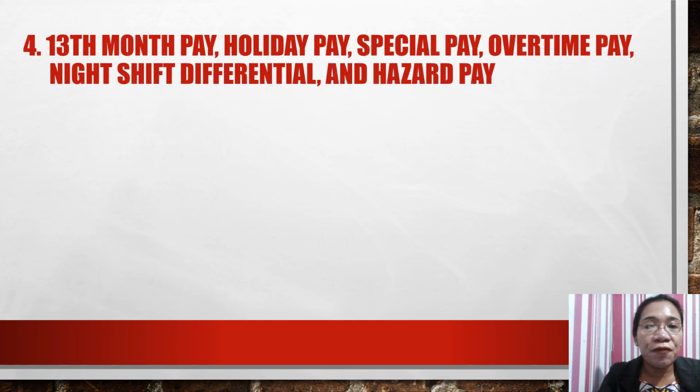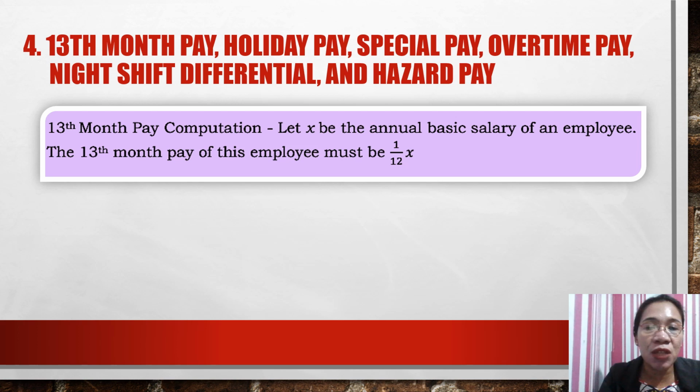The fourth one is 13th month pay, holiday pay, special pay, overtime pay, night shift differential, and hazard pay. For the 13th month pay computation, you let X be the annual basic salary of an employee. Then the 13th month pay of this employee must be 1/12 X, meaning it is equivalent to 1 month pay or basic salary of an employee. That is the 13th month pay.